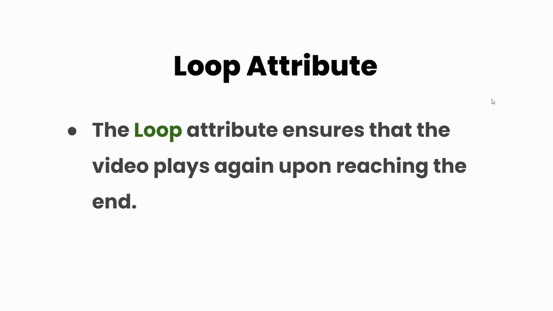Next, we have the loop attribute. The loop attribute ensures that the video plays again upon reaching the end. So, by the word loop, it just basically means it's going over and over again. That's what the word loop means. So, this loop attribute ensures that the video keeps playing even after it gets to the end, it begins at the starting line again. So, the video would just keep playing over and over until you decide to take any action on the video.